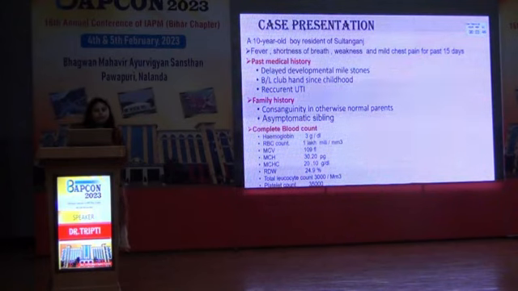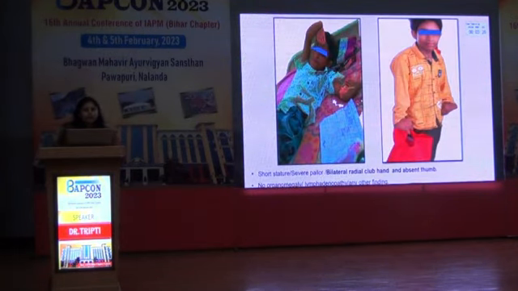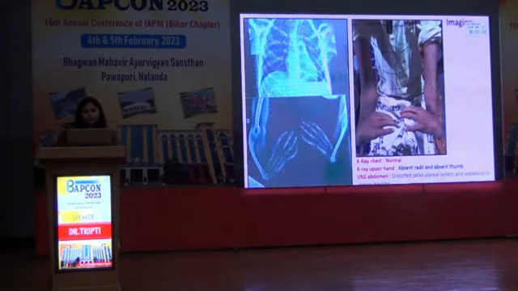In his complete blood count, we found he had pancytopenia, of which hemoglobin was 3 gram per dl, RBC count was 1 lakh per mm3, his total leukocyte count was 3000, while his platelet count was 35,000. In clinical examination, we saw the boy had short stature. He had severe pallor and bilateral radial club hand. He had absent thumb also. Otherwise, he did not have any organomegaly, lymphadenopathy, or any other significant finding.